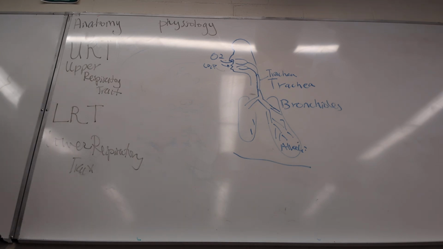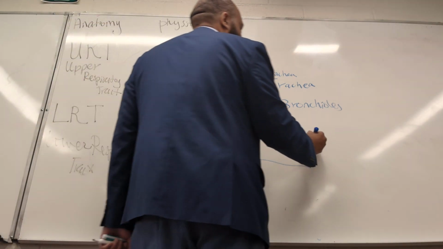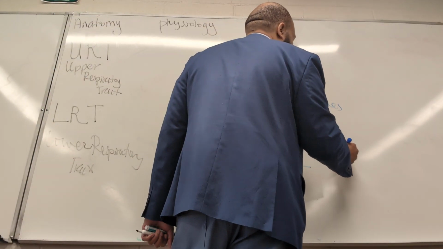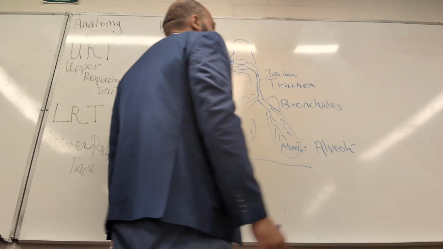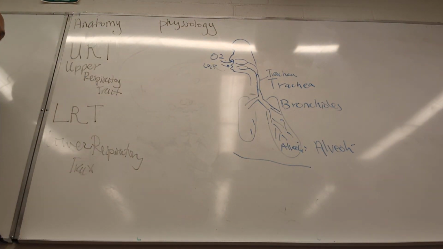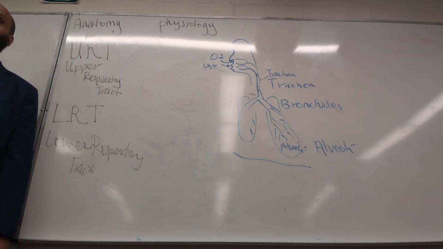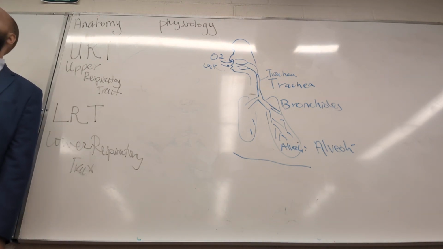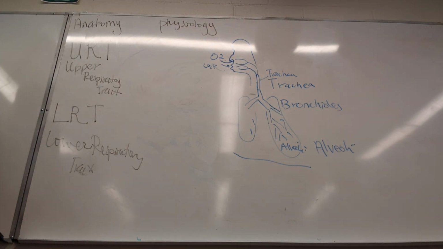Then, in the end, you would have your alveoli. These are the most important units of your respiratory system. You can have a damaged trachea, damaged bronchioles. That's bad, but it's going to be repaired. But it is your alveoli that are responsible for the exchange of oxygen and carbon dioxide.